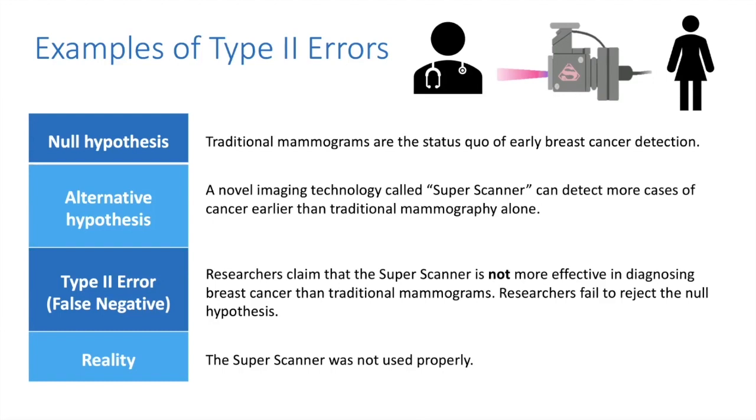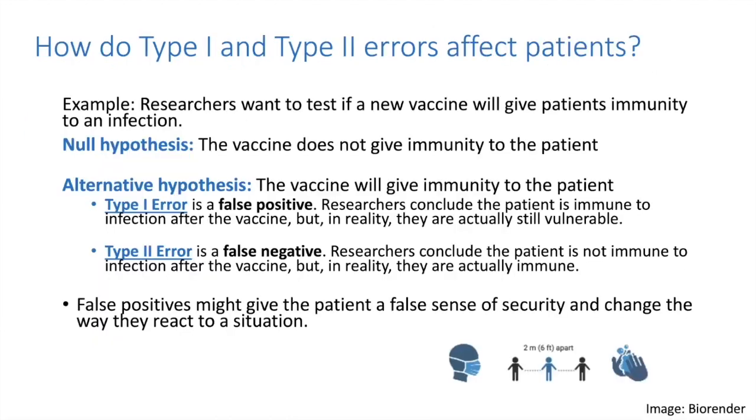Researchers claimed that the superscanner was not more effective in diagnosing breast cancer than traditional mammograms. Researchers failed to reject the null hypothesis. However, in reality, the superscanner was not used properly. You can see in the top right corner that it was used backwards. So if used properly, the superscanner was actually more effective at imaging than traditional mammograms. The researchers had a false negative conclusion.